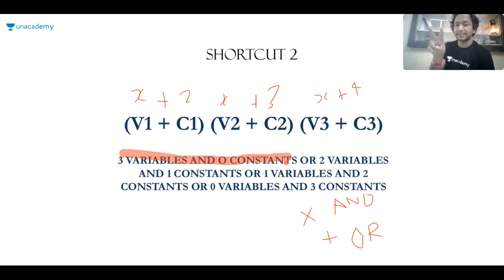then two variables and one constant each. 2 plus 3 plus 4 is 9, and two variables are x square. Or again plus, one variable, that is only x, and two constants. The combination of two constants out of three will give us three combinations: 2 multiplied by 3, 2 multiplied by 4, and 3 multiplied by 4. Or no variables at all and all three constants. Variables won't be there. The constants will be 2 multiplied by 3 multiplied by 4, and we get the answer. So I hope this shortcut is understood by everyone.